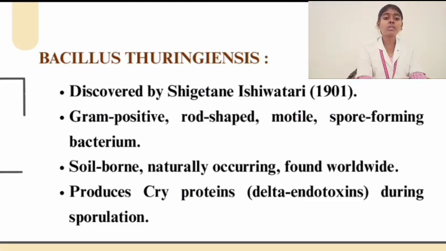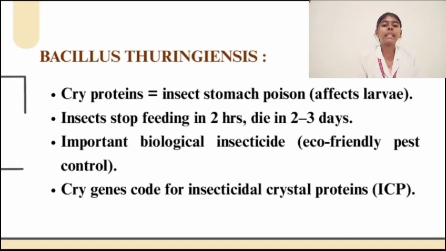One of the most important features of Bacillus thuringiensis is that it produces crystal proteins called Cry proteins or delta endotoxins, which are toxic to insects, especially their larval stages. These proteins act as a stomach poison for insects.